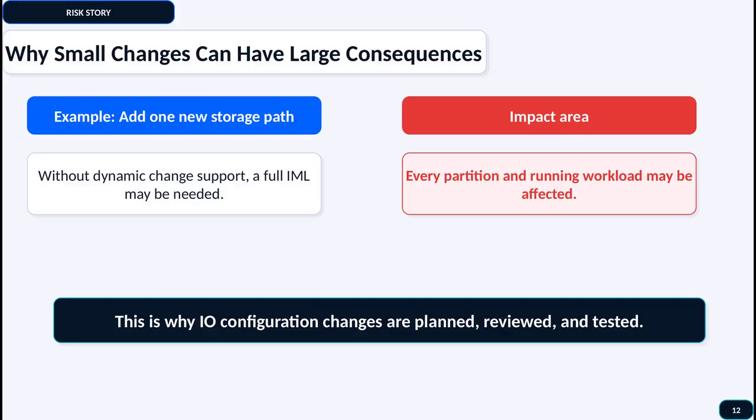One surprising lesson is that a small I/O configuration change can have a large operational impact. Imagine a city needing one new road connection, but adding that road requires restarting the entire traffic control system. That is not something the city would do casually during rush hour. In the same way, certain machine-level I/O changes can require IML if they cannot be applied dynamically. Since IML affects a whole machine, teams plan and test I/O configuration changes carefully before using them in important environments.